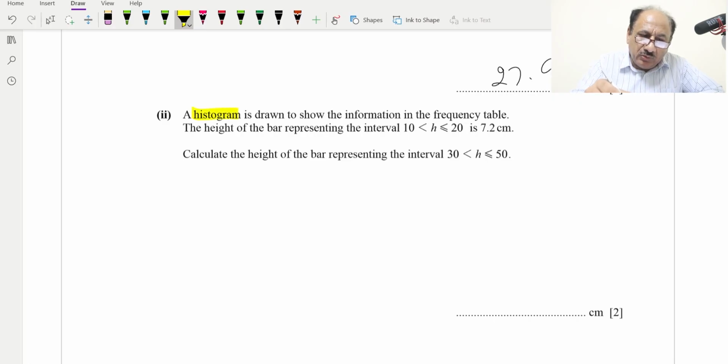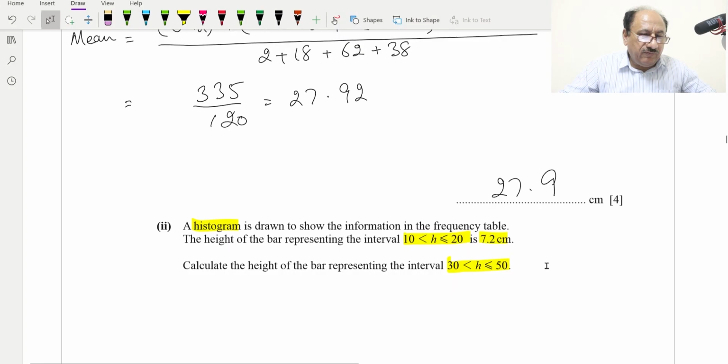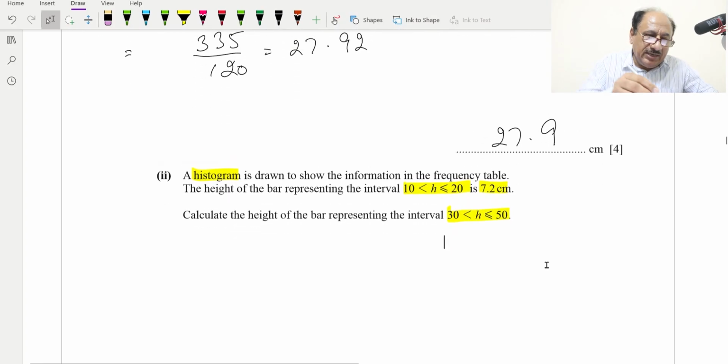Then the second part says a histogram is drawn to show the information in the frequency table. The height of the bar representing the interval 10 to 20 is 7.2 centimeters. They have given us the reference for calculating the multiplying factor, and we have to calculate the height of the bar representing the interval 30 to 50. So we will be utilizing this 7.2, and we can calculate frequency density first.